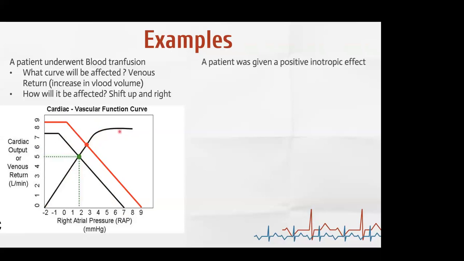Now, another example: a patient was given a positive inotropic drug. So again, what curve will be affected? Contractility, which is the cardiac output curve. And how will it be affected?